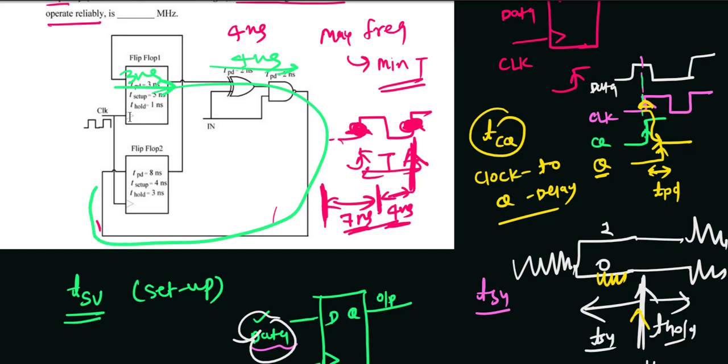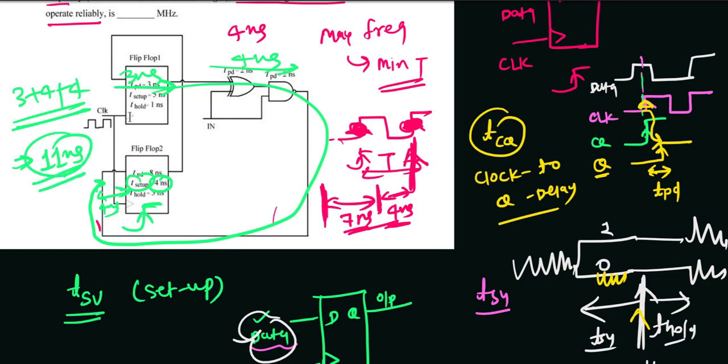At least 4 nanosecond before you apply the second clock edge for this D flip flop, this data should be coming. So this is 3 plus 4 plus this 4 setup time. This is the minimum time period if you go by this path only. So 4 plus 4 plus 3, which is 11 nanosecond.